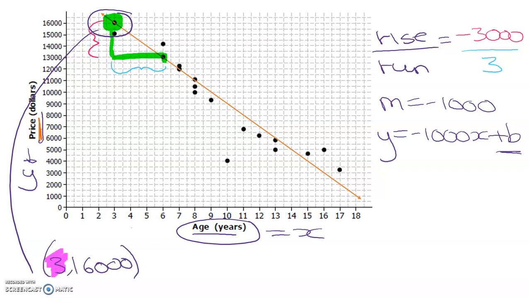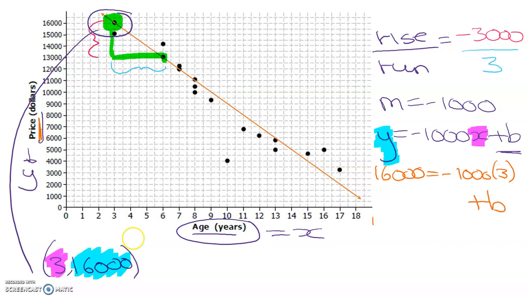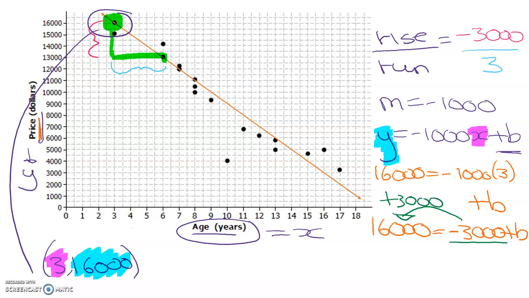So I'm going to replace x with 3 where x is, and 16,000 where y is, so that I can find my b value. So let's do that. 16,000 is equal to negative 1,000 times 3 plus b, which is 16,000 equals negative 3,000 plus b. Now this is a negative 3,000, so to move it to the other side, I'm going to have to add 3,000. So after adding 3,000, we get 19,000 equals b.